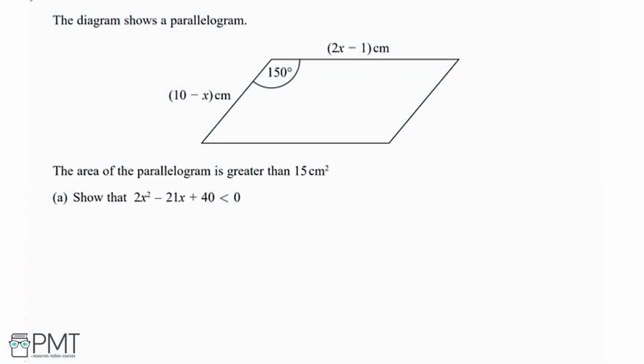The diagram shows a parallelogram. The area of the parallelogram is greater than 15 centimeters squared. In part A, we need to show that 2x squared minus 21x plus 40 is less than 0. So the first thing we need to do is work out the area of the parallelogram. The area of a parallelogram is the base multiplied by the height.